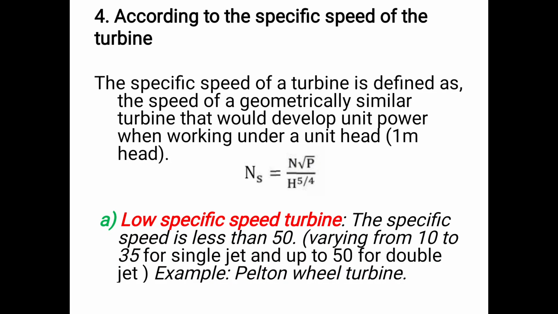So according to the specific speed, turbines are classified as low specific speed turbine. So the speed is less than 50. About 10 to 35 for single jet and up to 50 for double jet. So depending on the number of jets, the speed may vary, but it is less than 50. For example, Pelton wheel turbine.